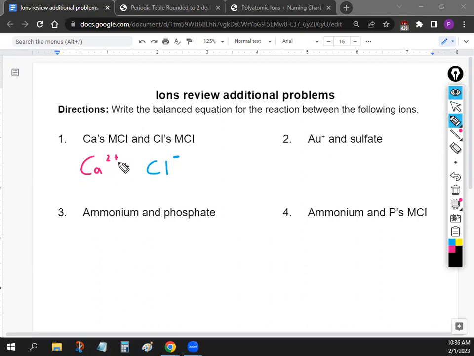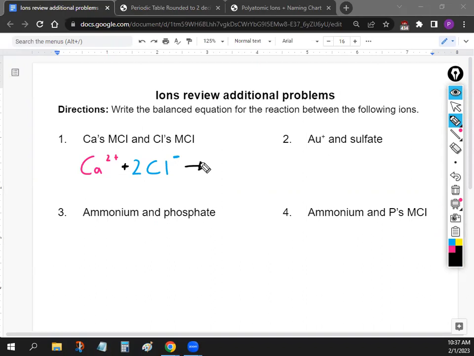Remember, we want to make sure that the positive and the negative energy is balanced out. So here, do we have more positive energy or negative energy right now? Yeah, more positive. That means we need some more negative energy. So how many total chlorines do we need in order to balance out the positive energy? Yeah, we need 2 in total, right? So you need 2 chlorines to balance out one of the calciums.